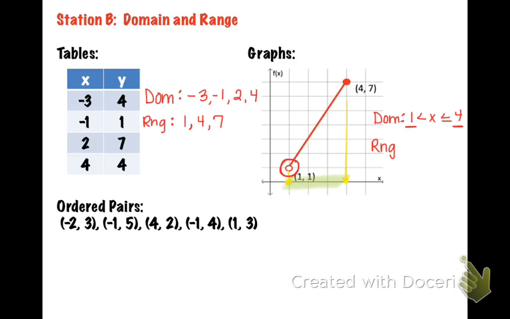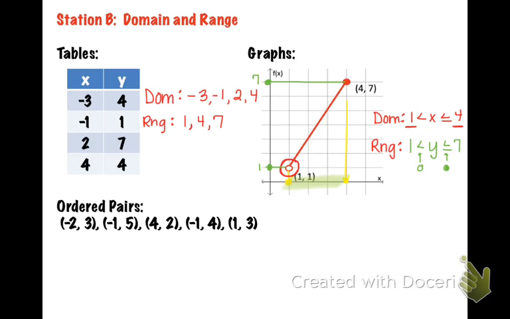The range is talking about the y's, so we're going to use y as our variable this time. Again, if we look across, we have our starting point at 1 and our ending point at 7. The 1 is an open circle. So we'll write 1 is less than y, less than or equal to 7. Again, this one was an open circle and this one was a solid circle. That's why we use those signs. And that's how we explain our domain and range.